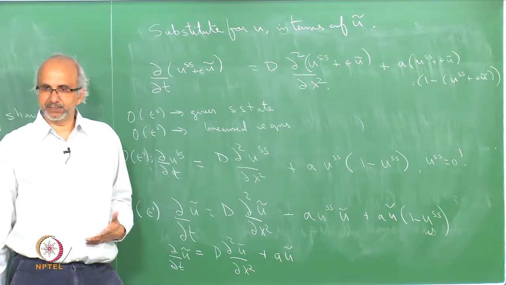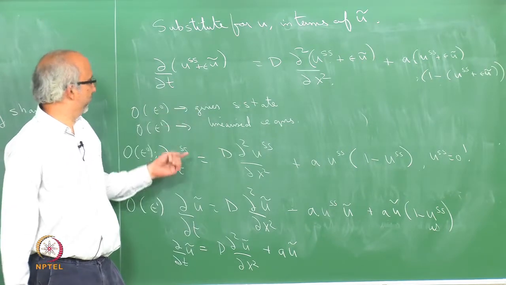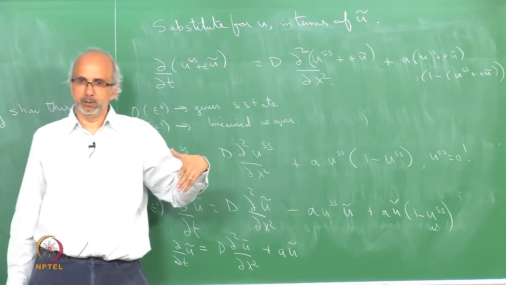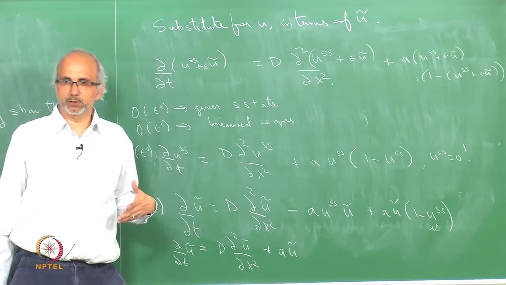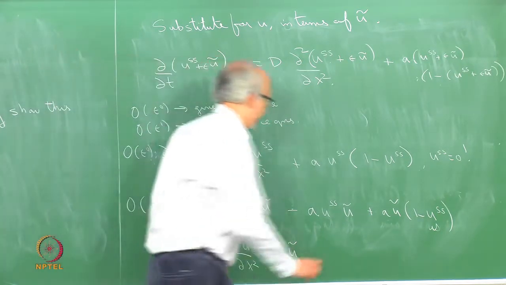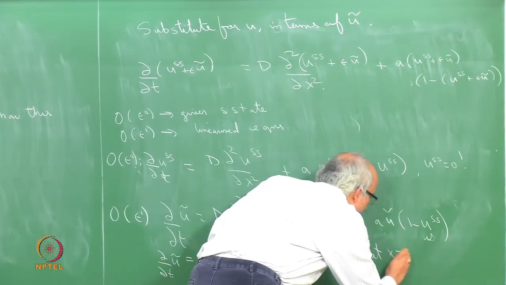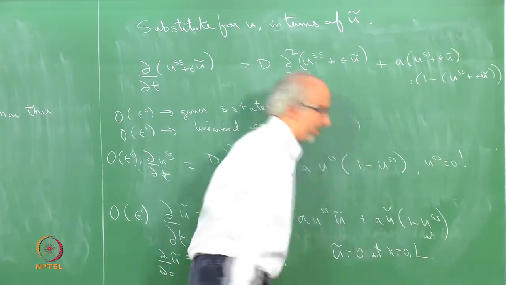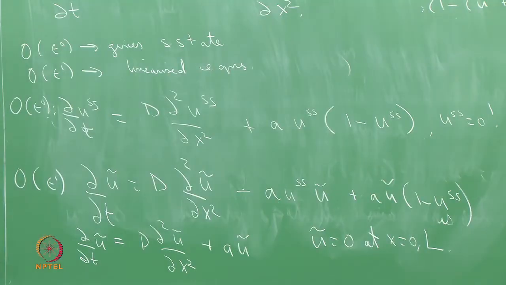And what are the boundary conditions? u steady state satisfies 0 at the boundaries, so u tilde also has to satisfy 0 at the boundary. And u tilde equals 0 at x equals 0, comma L. So this comes from the boundary condition. You have to put this perturbation again in the boundary condition and get this.